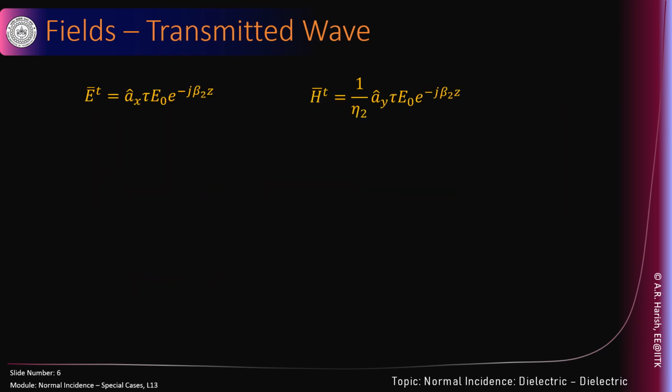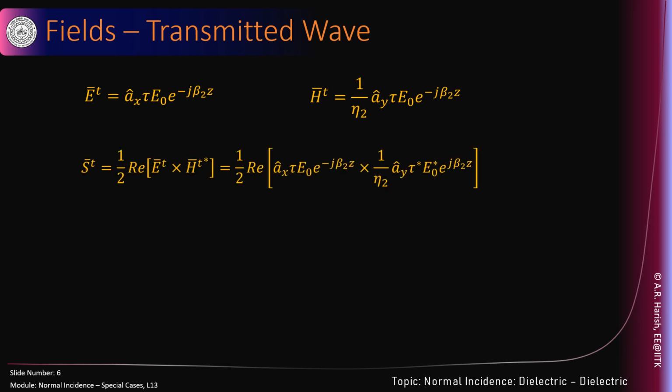Exactly the same approach for calculating the power associated with the transmitted wave. Write the equation for ET, HT. We know that, this is straightforward. Now take ST, half of the real part of ET cross HT star, and straight away you can simplify it as 1 upon 2 eta 2, AZ cap, tau square, E naught square. Brilliant. So we have the power associated with the incident wave, reflected wave and transmitted wave.